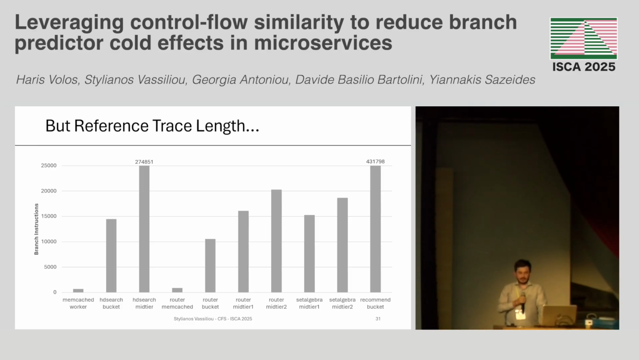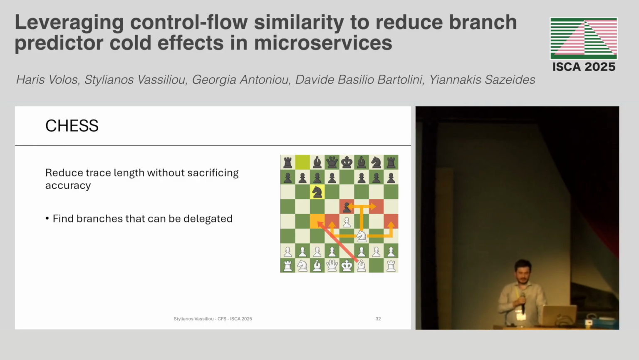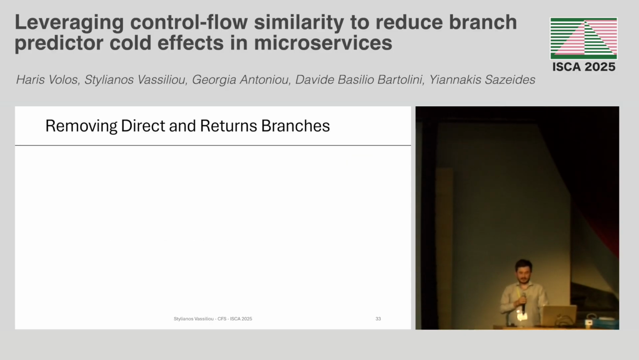Unfortunately, this approach needs a big reference trace of more than 10,000 instructions, meaning that it will have a big overhead in load time and cost in saving it. That is why we suggest CHESS, an expansion of the similarity-based predictor designed to reduce the trace length without losing the high accuracy of the similarity-based predictor. CHESS achieves this by finding branches that can be predicted correctly by other predictors and delegating and removing them from the trace. This way, we will only keep branches that will benefit from using the similarity-based predictor.